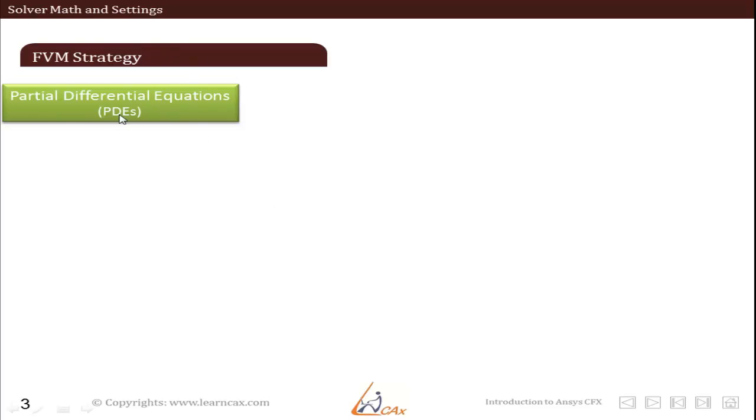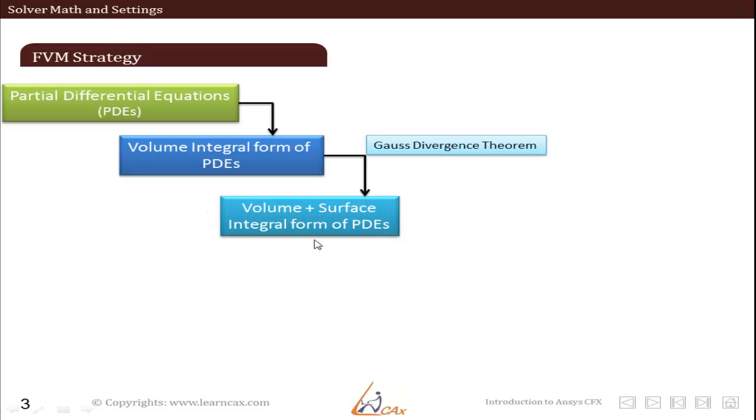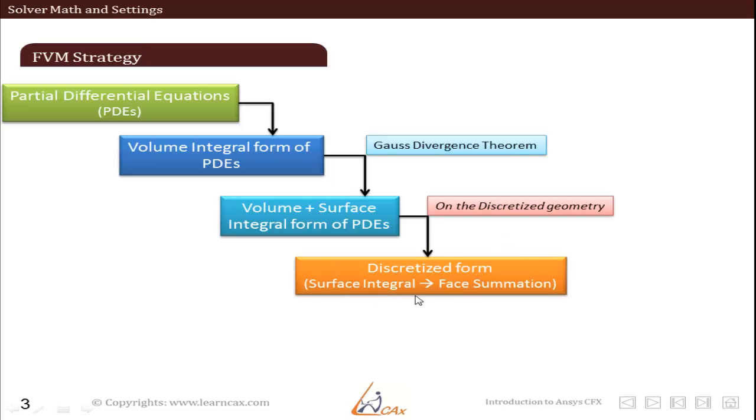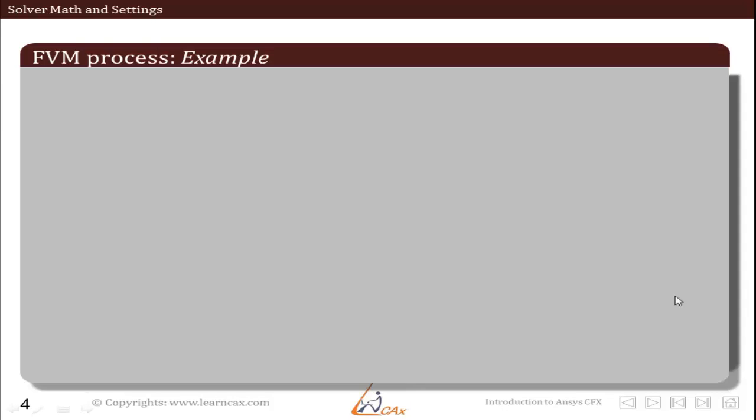Within the finite volume method, the strategy is first to have a set of partial differential equations which describes the physical phenomenon. In this case it is the Navier-Stokes equations. Then we volume integrate these partial differential equations to obtain their integral forms. After that we use the Gauss divergence theorem, and the volume plus surface integral form of the PDEs is obtained. Then we use them on the discretized geometry, where we convert the surface integral into face summations. This is the step where the integral equations get converted into algebraic equations by using face summation, and the face approximation techniques further convert them into linear algebraic equations using upwinding schemes. This is the overview of the finite volume process.